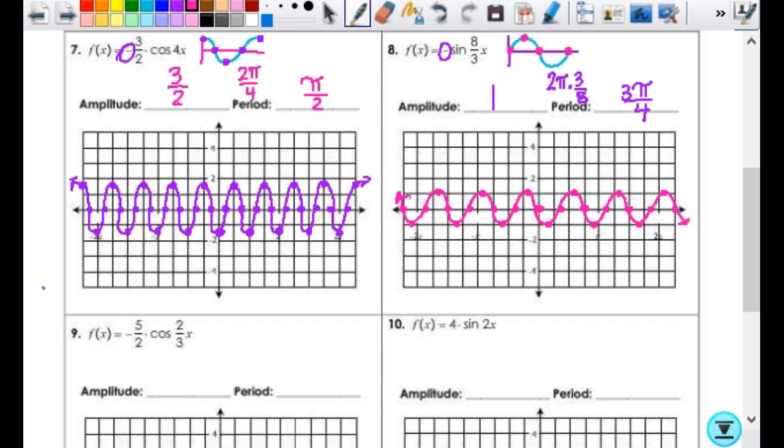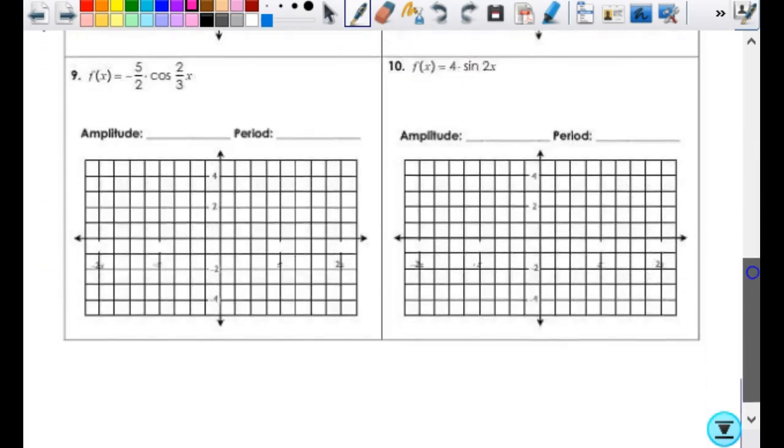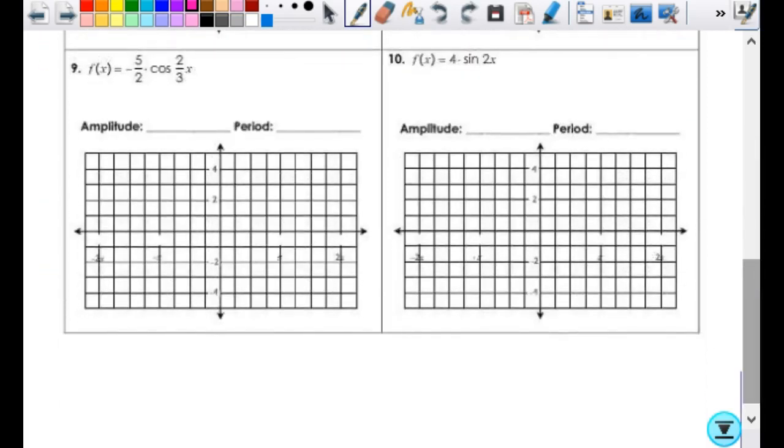All right, number 9. Amplitude is 5 halves. The period, it's 2 pi divided by 3 halves. I'm sorry, it's 2 pi divided by 2/3, which I multiply by 3 halves, which gives me 3 pi.